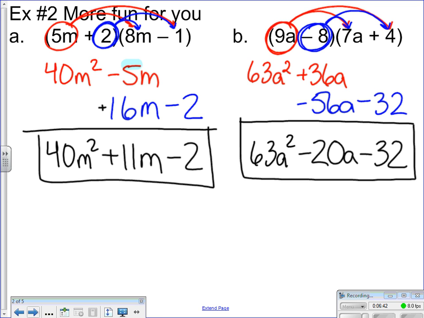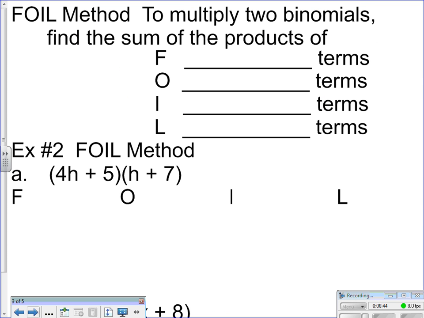All right, slide 3. FOIL method. FOIL is a 4-letter word that stands for 4 steps. It's a mnemonic to help you remember how to multiply. Now, FOIL is not a new method. It's just a way to remember what we just did.